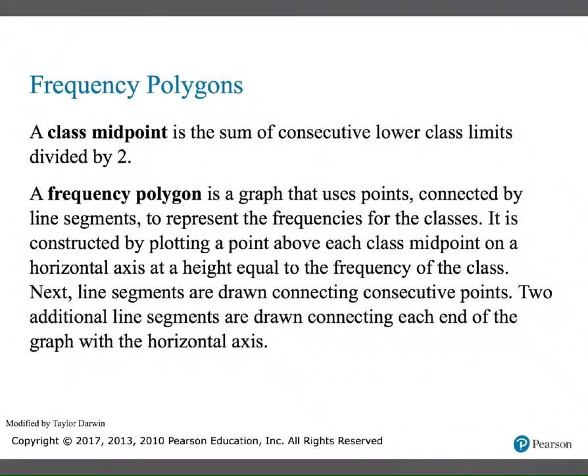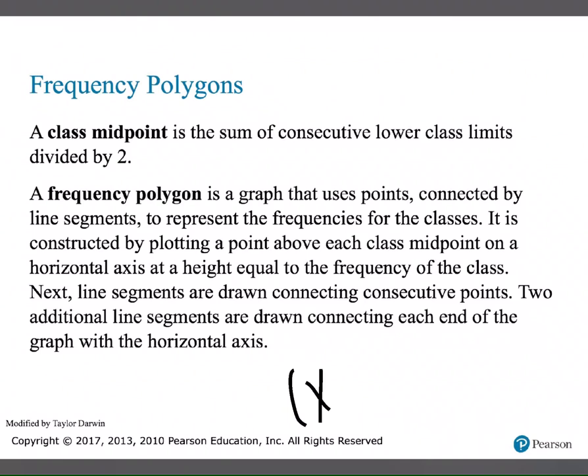So a frequency polygon is just a class midpoint, basically the middle point between the classes that you're looking at. And you find it by adding the lower classes together and dividing them by 2. This is basically finding the average. And then a frequency polygon is a graph that uses points connected by line segments that represent the frequencies for each class. It's constructed by plotting a point above each class midpoint on the horizontal axis at a height equal to the frequency of the class.